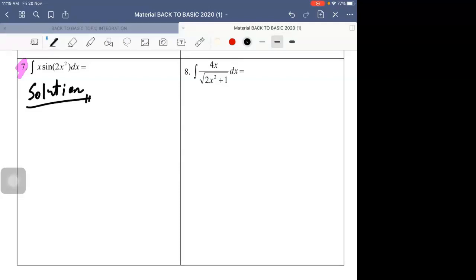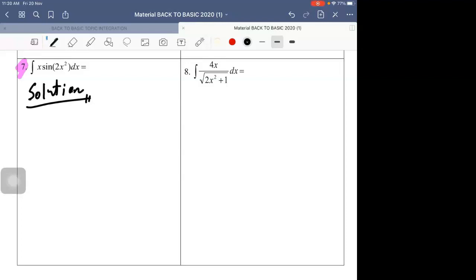Okay, boleh untuk soalan ni. So what should be your u? 2x square. 2x square. Okay, yang lain? Why don't you choose u as sine 2x square? Is it sine 2x square as your u? I mean 2x square, not sine 2x square. Yes. Why do you choose 2x square only as your u? I don't know.